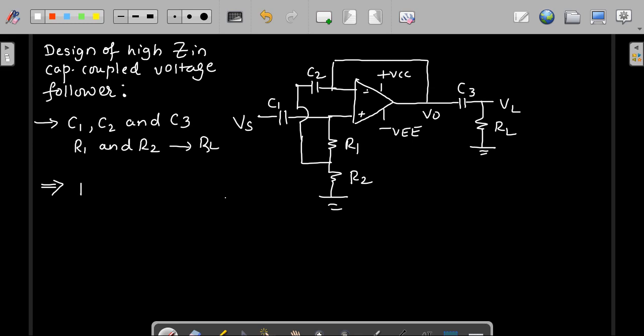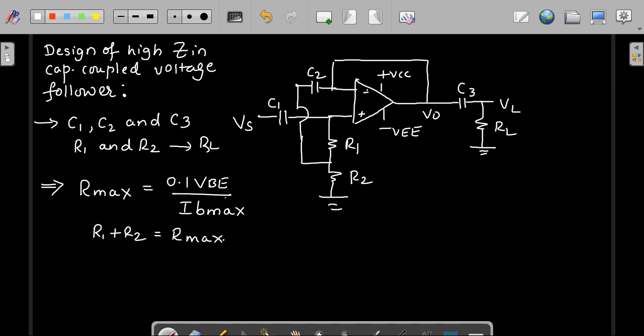Now R max, the total resistance as far as the biasing resistance is concerned, is given by the same equation we had taken earlier: 10% of VBE divided by IB max. R max is given by 10% of VBE divided by IB max, wherein R1 plus R2 is equal to R max. Then the value of C1 and C2.